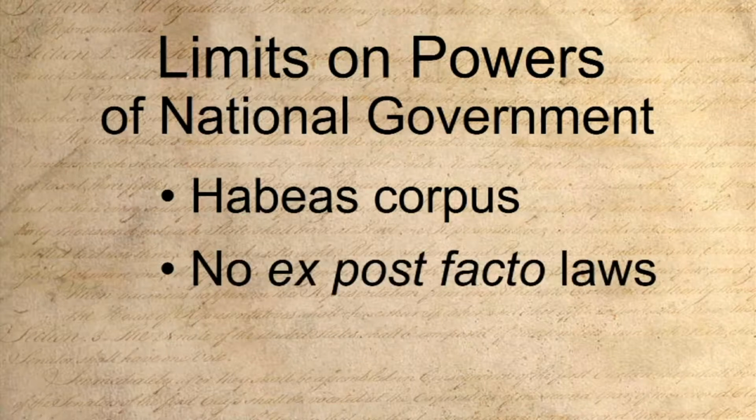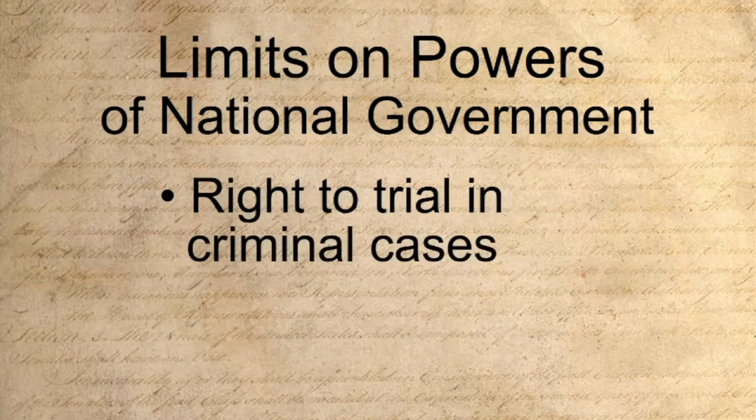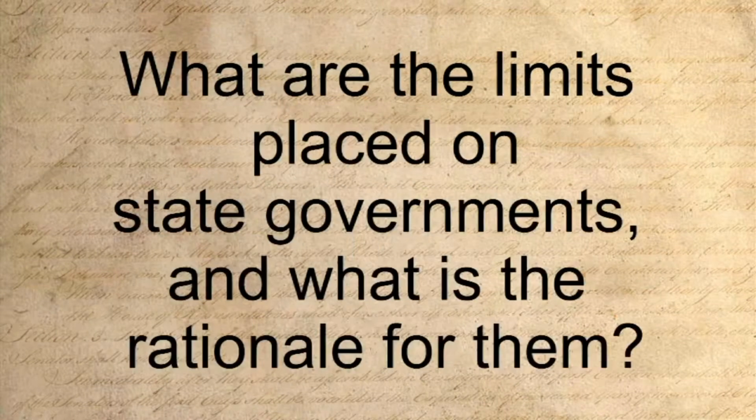The national government also cannot pass ex post facto laws, that is, laws that make something illegal after somebody has done it. Also can't pass what are called bills of attainder, which are punishments that are levied without a trial. The national government also cannot suspend the right to trial in criminal cases, and Congress cannot impose religious tests for office holding. What limits were placed on state governments and why?